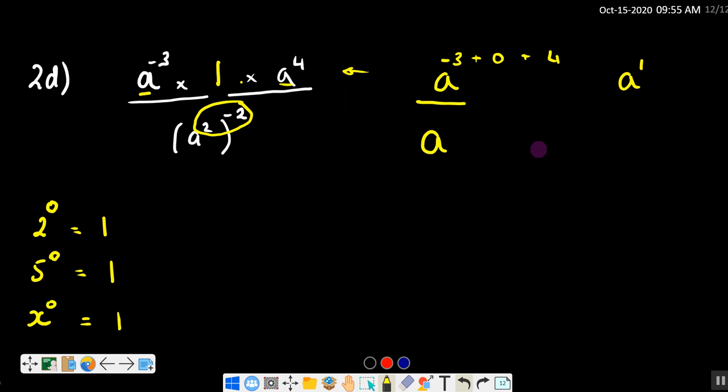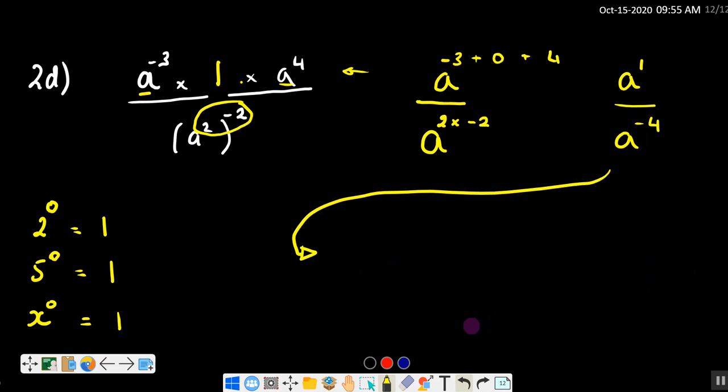Yeah, because you do what now? Multiply them. You do 2 multiplied by -2. So then we get a to the power of -4. Alright? Now, we're in a stage where we know this. What do we do with this stage?